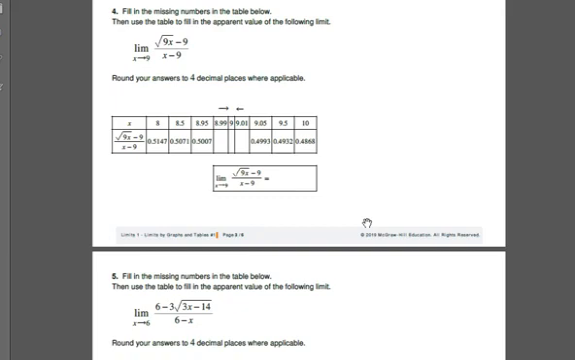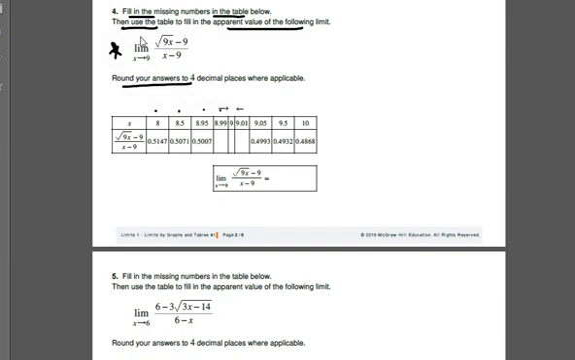if you look here, they want us to fill in the missing numbers of the table and then use the table to find the apparent value in the following limit. So limit of square root of 9x minus 9 over x minus 9 as x approaches 9. And you're like, okay, round your answers to 4 decimal points. So here they have x values, x of 8, and they plug it into the function here. They've got a horizontal function table, but that's okay.